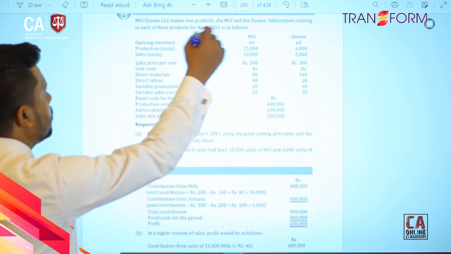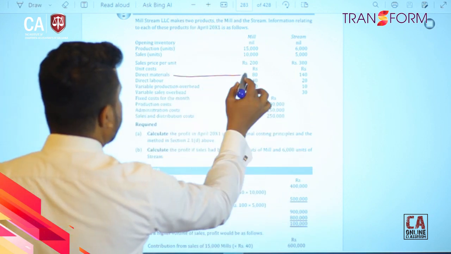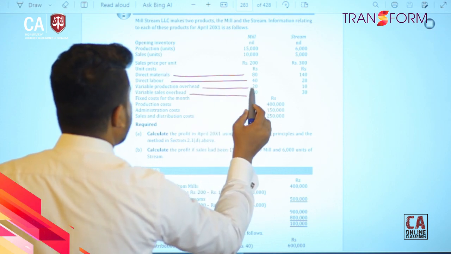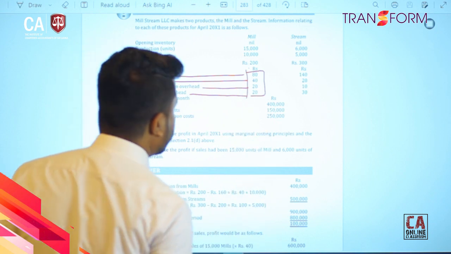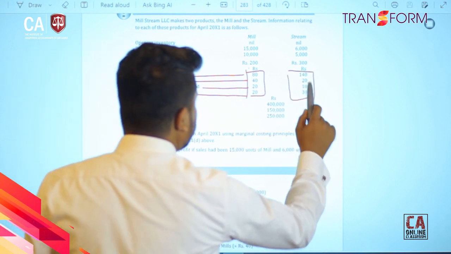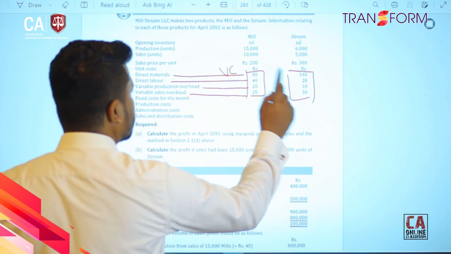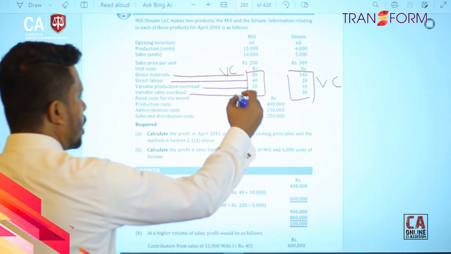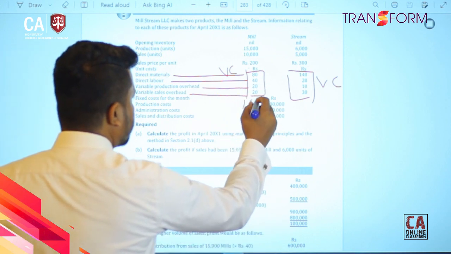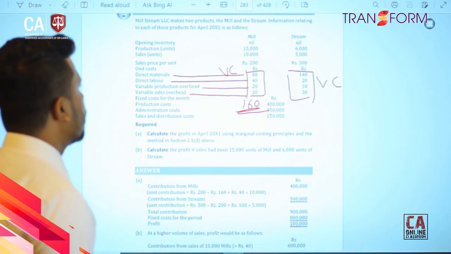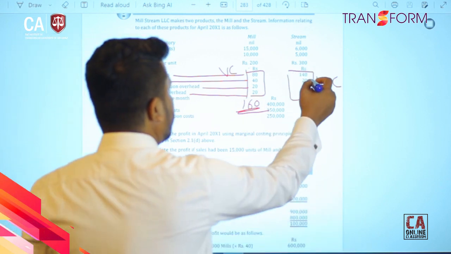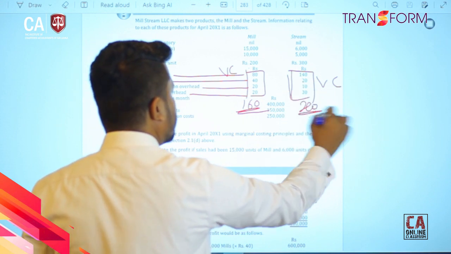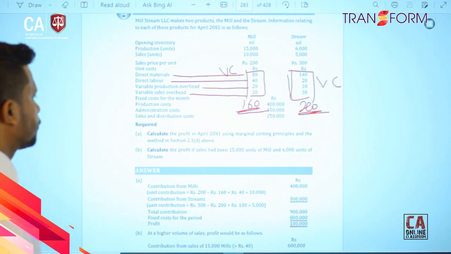According to the mill and steam products, you can identify direct material, direct labor, variable production overhead cost, and variable sales overhead. These are the variable costs. Altogether, 80 plus 40 plus 20 plus 20, you have 160. This is the variable cost of mill. 140, 20, 10, 30, all together you have 200. This is the variable cost for steam.